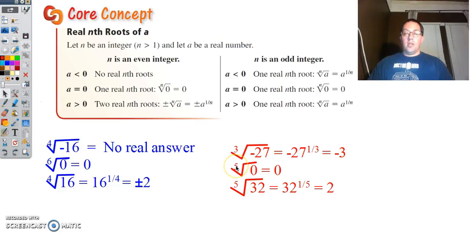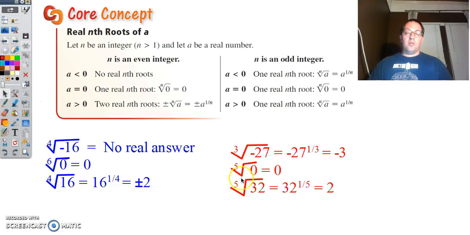All right. If n is odd and a is 0, it's going to equal 0. It doesn't matter if it's the 5th, 6th, 7th. Any root of 0 is 0. Every time. So that's nice. If a is positive, again, you're going to get just one root. The 5th root of 32 is positive 2. It's not like when it's even. When it's even, the 4th root is positive or negative. The 5th root, just the positive. Or, up here, just the negative.